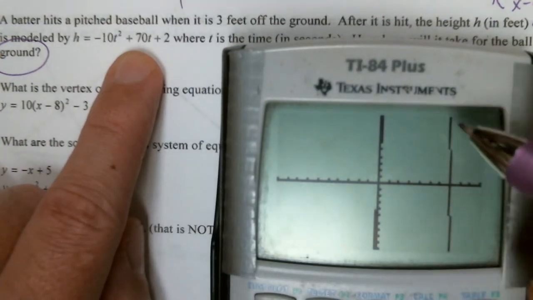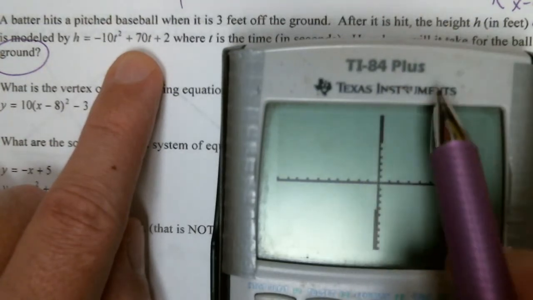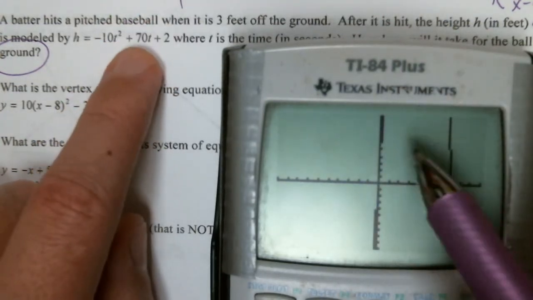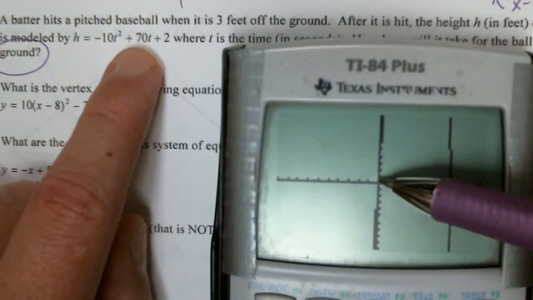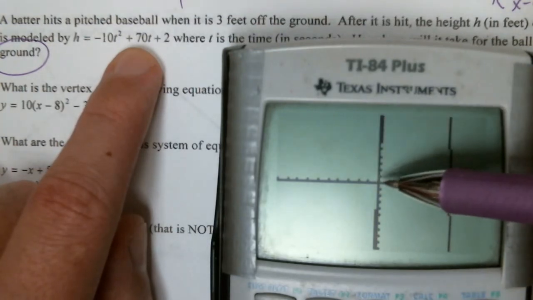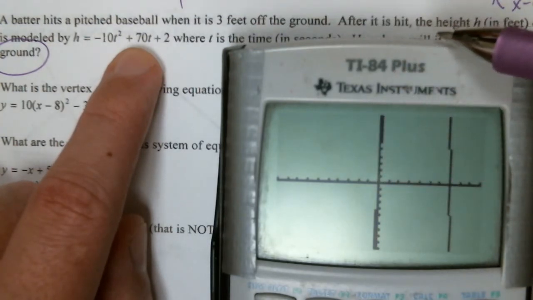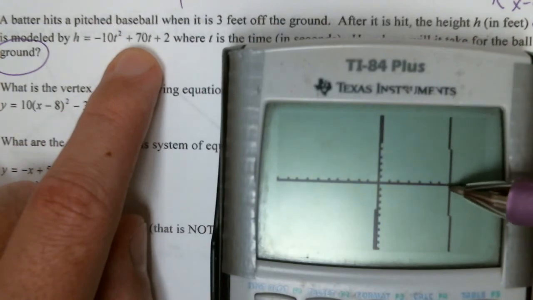Okay, so I can see the graph. It's starting here. It goes off the screen because I'm going plus 70. That baseball's going way up in the air. The scale is defaulting to 10, but it goes a lot higher than 10. It's going to go way up here, reach the maximum height, and come way down here. But that's the spot where it hits the ground.